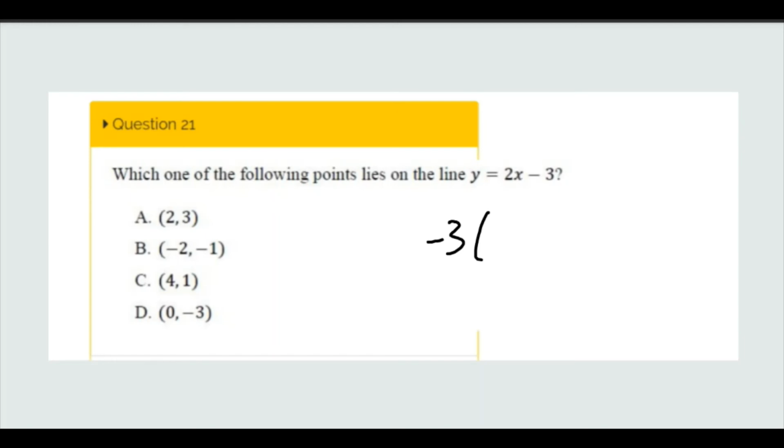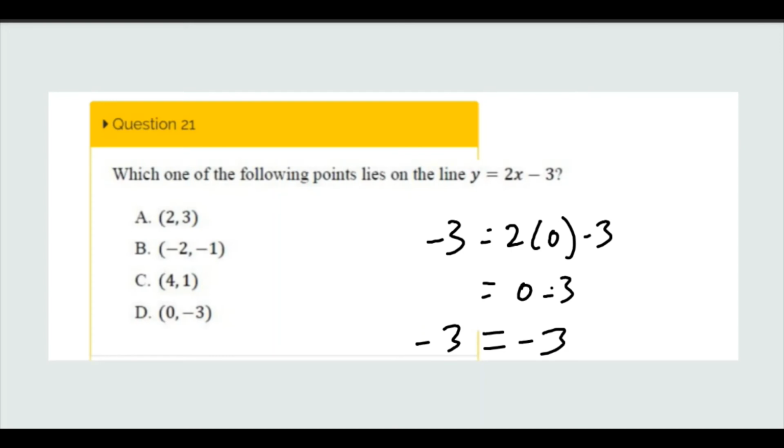And that is equal to 2 times x, which will be 0 minus 3. 2 times 0 is 0 minus 3, and that will give you negative 3. So negative 3 is equal to negative 3. So that satisfies the equation. So the answer there is D.